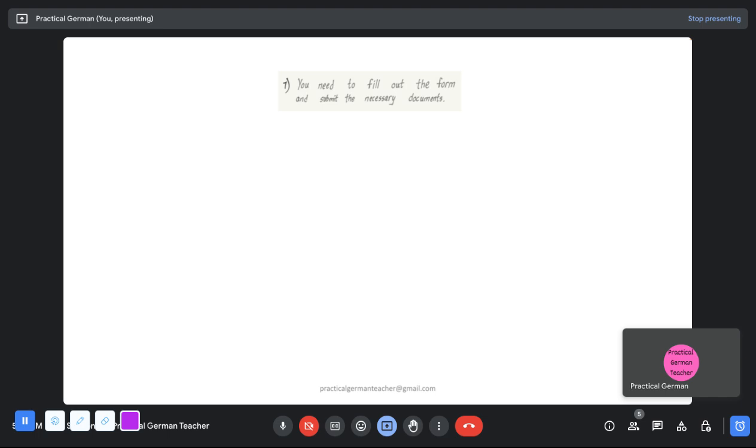Du musst das Formular ausfüllen und die. Okay, let's say if the German word itself for necessary is necessary. Okay, accepted. But here it's an adjective, right? So you need to use the correct adjective ending.